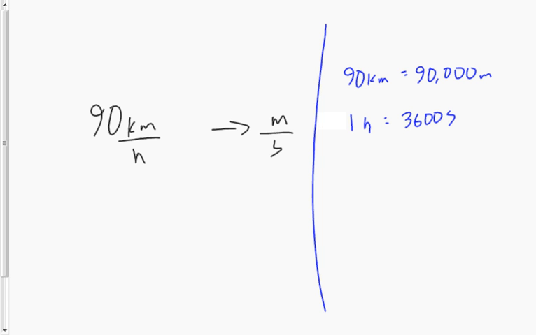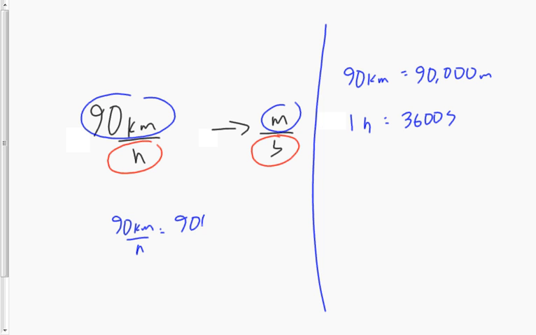Here's what I want to do in converting kilometers per hour to meters per second. I want to convert 90 kilometers to meters, and I want to convert 1 hour, because that's what I got on the bottom, right? 1 hour to seconds. How do I do that? 90 kilometers is equal to 90,000 meters. 1 hour is equal to 3,600 seconds. So all I'm doing is replacing 90 kilometers with 90,000 meters, and I'm replacing 1 hour with 3,600 seconds. Divide those. And when you divide those, you're going to end up getting 25 meters over seconds. Does that make sense?